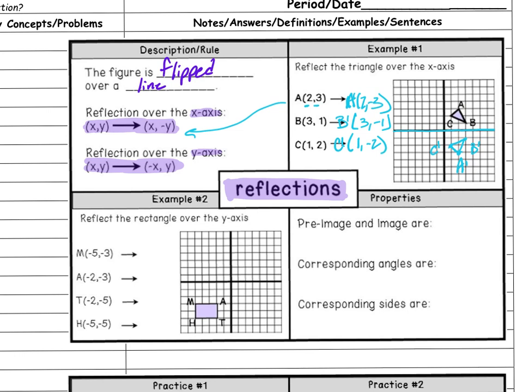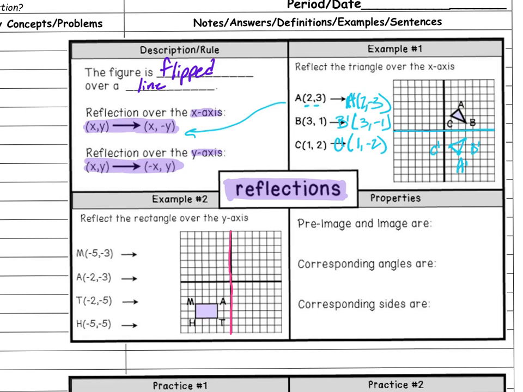So now we're going to do example number 2. I'm going to reflect it over my y-axis. So I'm going to draw in what I'm reflecting it over. So I'm reflecting it over this line.